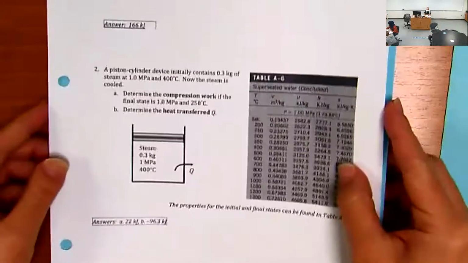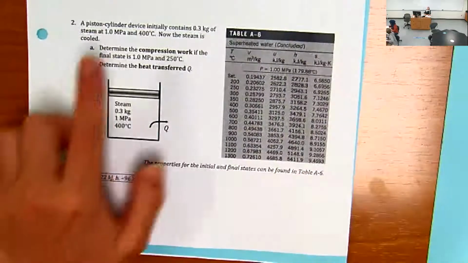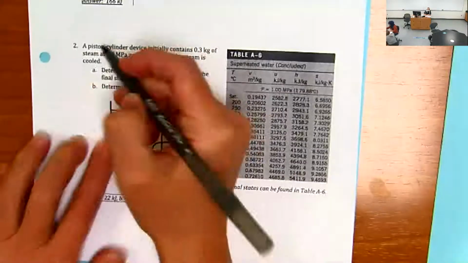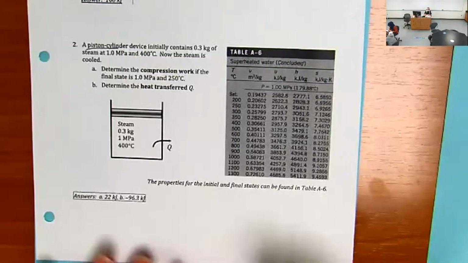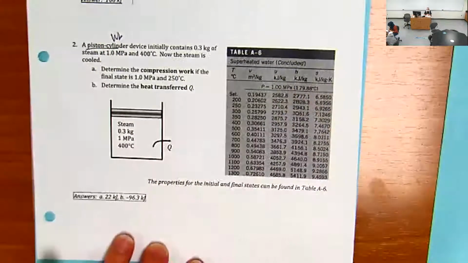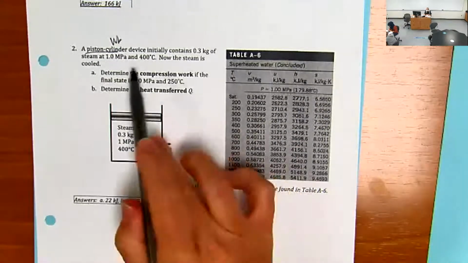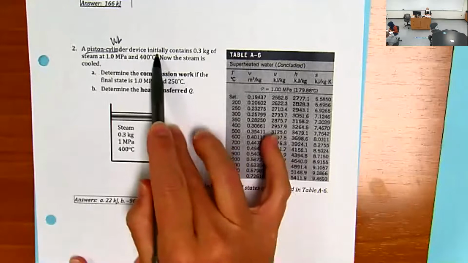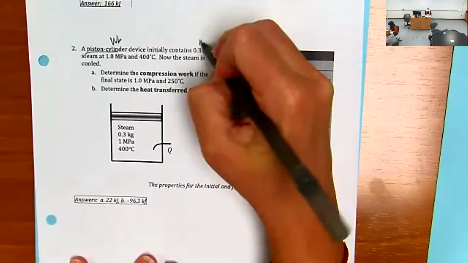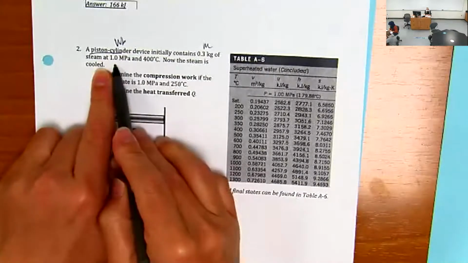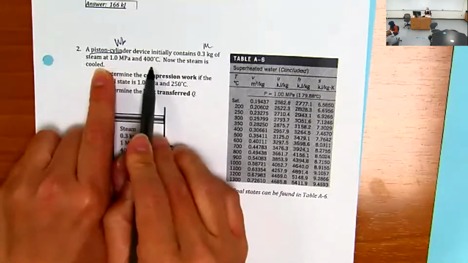Okay, so for part two, we're told piston cylinder device, which right away gives us a hint that there's some sort of piston moving up and down, which gives us the hint of boundary work. We're told it contains initially 0.3 kilograms of steam, so here's our mass term, at 1 megapascal and 400 degrees Celsius.